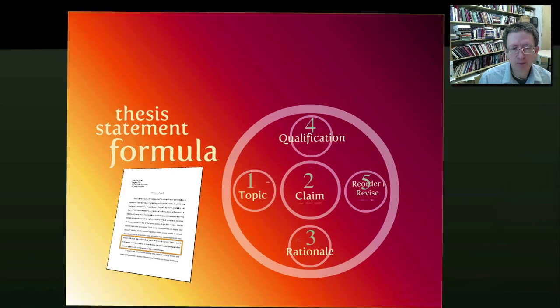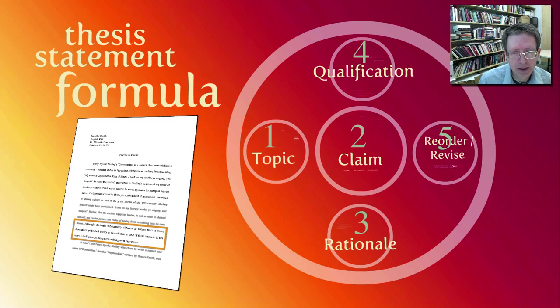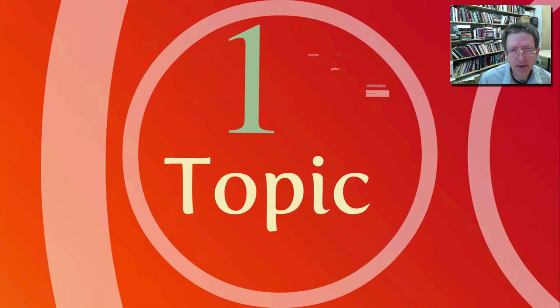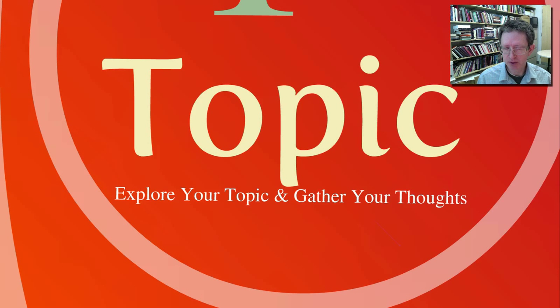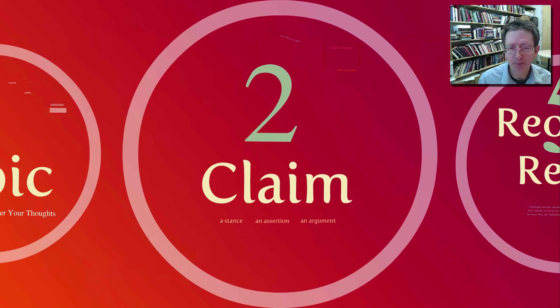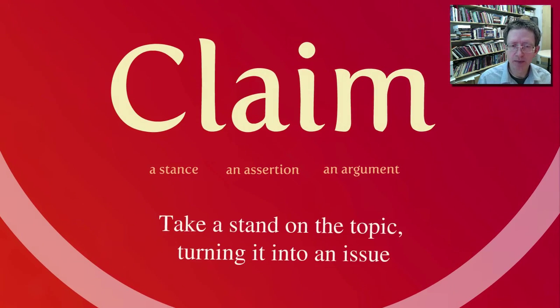Alright, now here's that formula I was talking about. It starts very simply by zooming in on, focusing on your topic. And of course the topic is where you explore. At this stage you do a little bit of exploring and you gather your thoughts on the topic. It assumes that you've already had some sort of preliminary exposure to the ideas through reading and research, etc. The second step is you have to come up with a claim. This is the core of it, and this is where you take a stand on the topic and turn it into some kind of an issue.